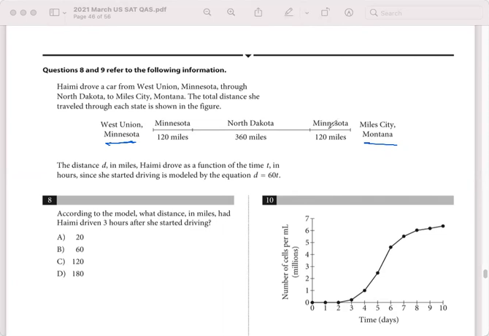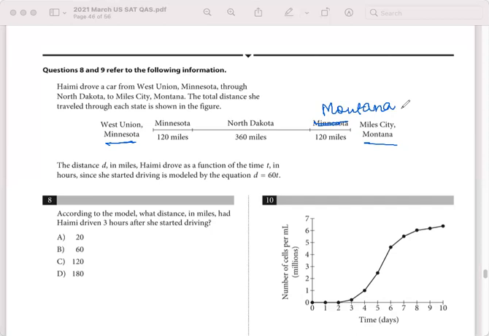Minnesota. Okay, shouldn't this be? She started here. I think this should be Montana, right? There seems to be a misprint here because she ended in Montana, so it should be Montana.